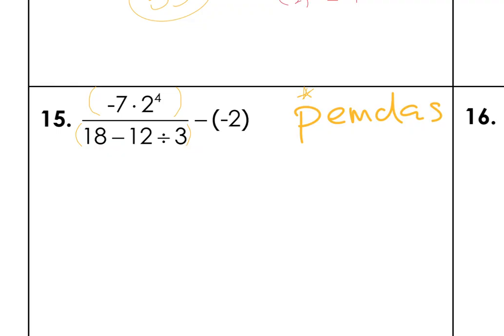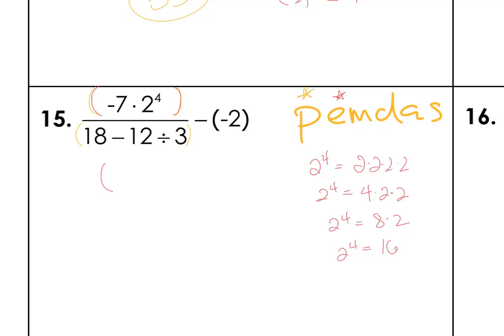So in this top container, we have an exponent. We can deal with that. 2 to the 4th power is 2 times 2 times 2 times 2, which is 4 times 2 times 2, which is 8 times 2, which is 16.